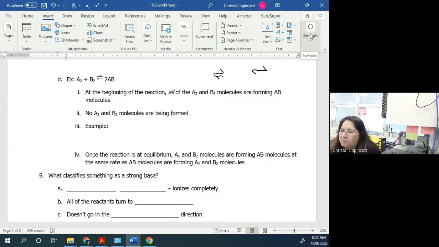All right, so at the beginning of the reaction, all of this and all of this are forming this, and none of this is being formed. But as we approach equilibrium, just cross that out. Once the reaction is at equilibrium, both of these things are forming. So this is forming this, and this is going back and doing this. So both of these reactions are running.